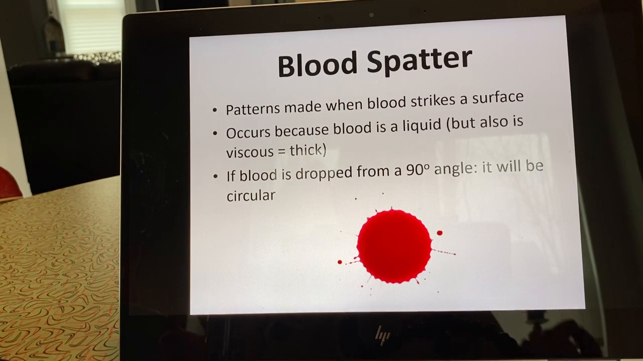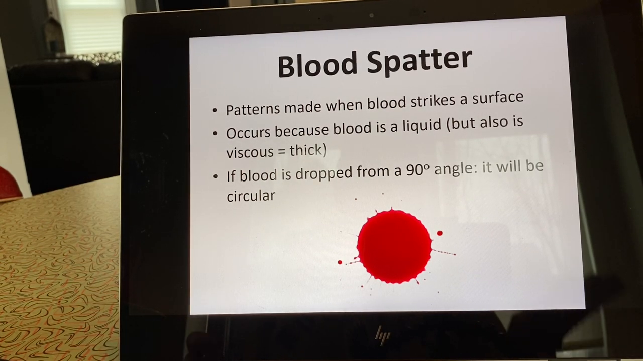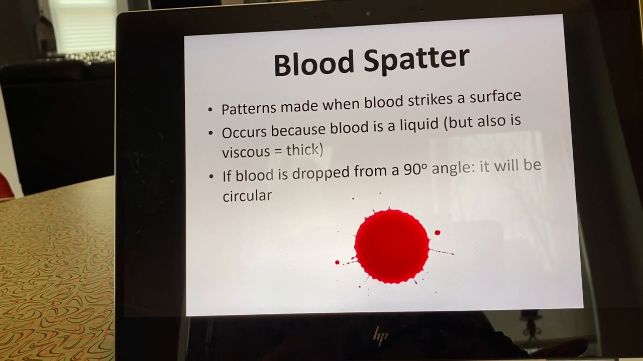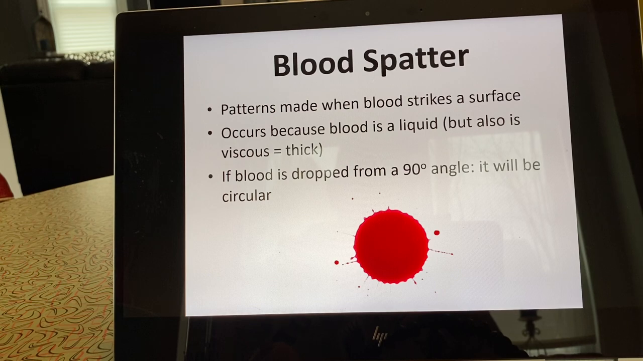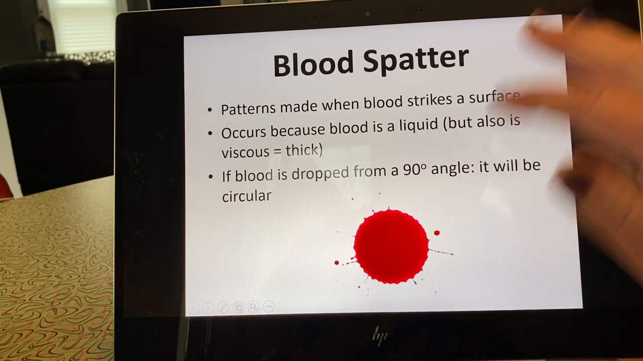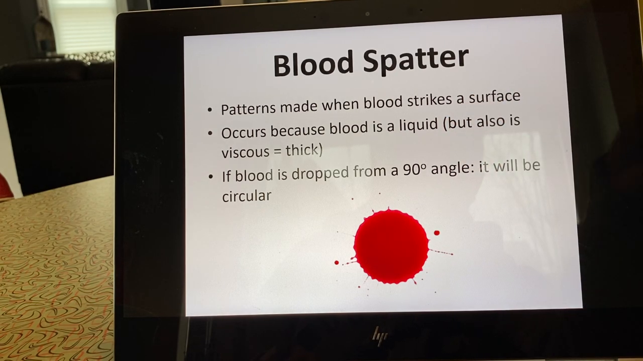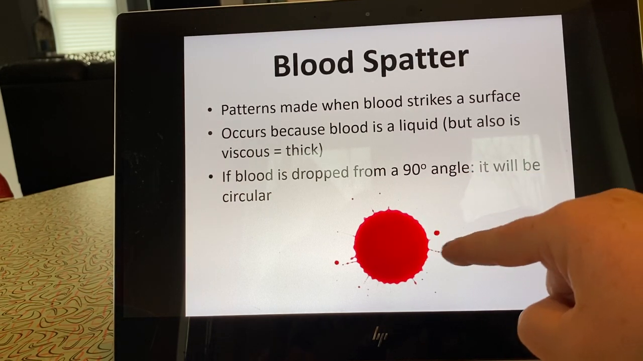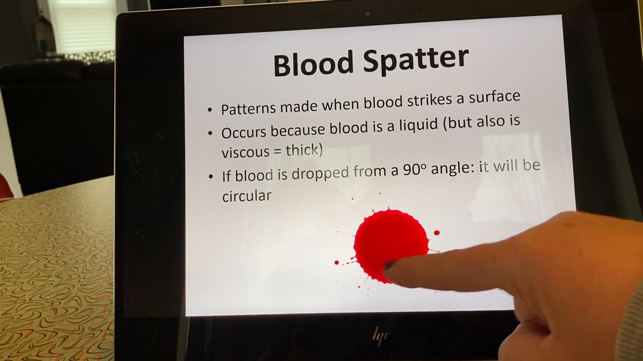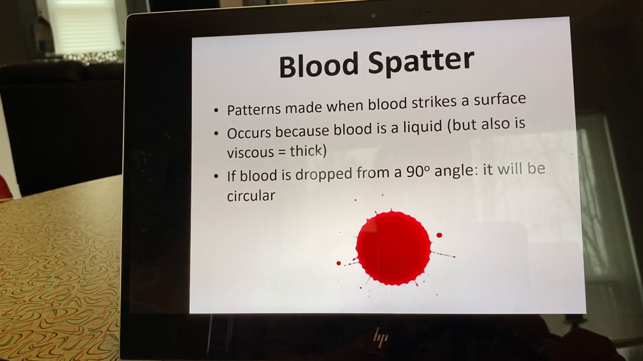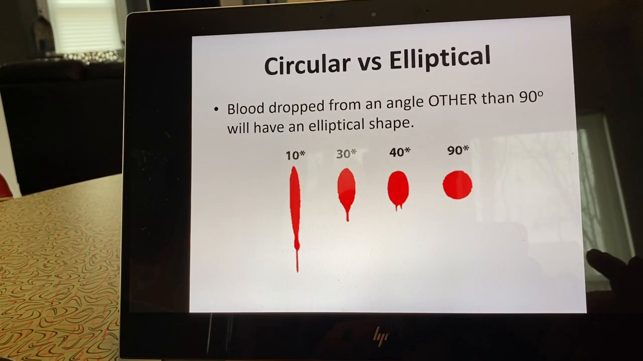It's basically, if you had a bloody nose and you just let it drip, the only force acting on it is gravity. If you're dropping it from directly above, that's the pattern you would see. Now, notice it's not completely round. Even when something is dropped passively at a low speed, it's going to have this serrated, saw blade appearance. You're going to have these little guys out here, which are satellites. I'll define what those are. But the overall pattern is going to be round.